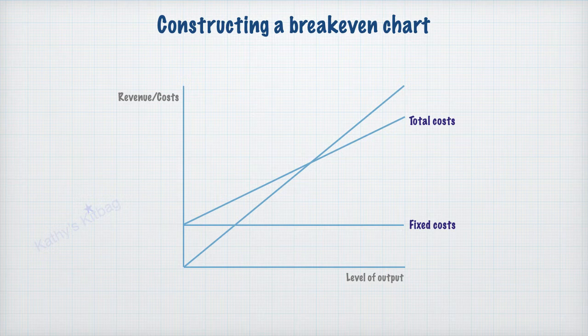Then after that, in with our revenue line. You can see the revenue line is going to start at 0, because if you're not selling any goods, then you're not going to be getting any money coming in for those goods. And that is the basic shape of our chart. So you need to be able to recognise each of those lines on a chart and label them if necessary.